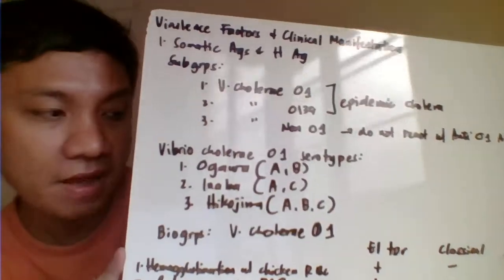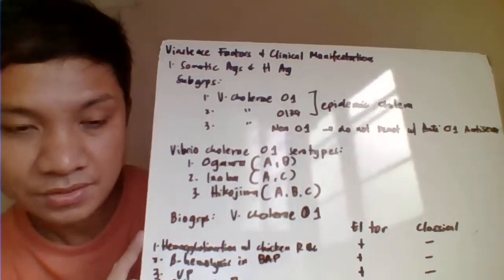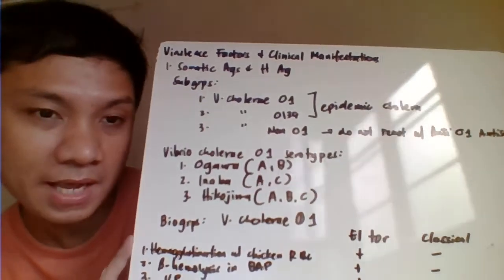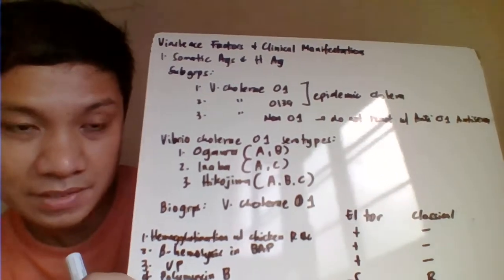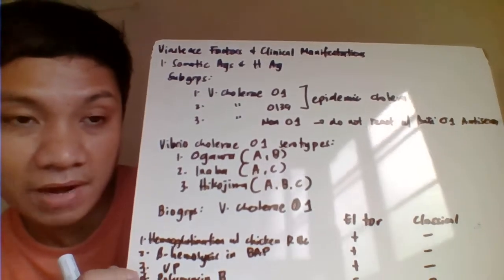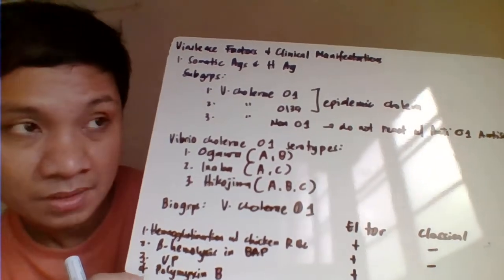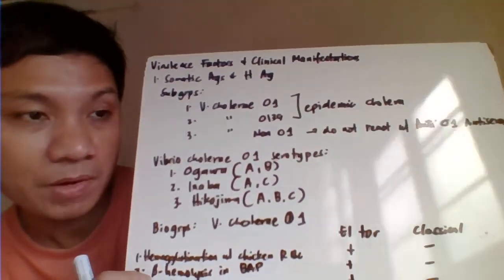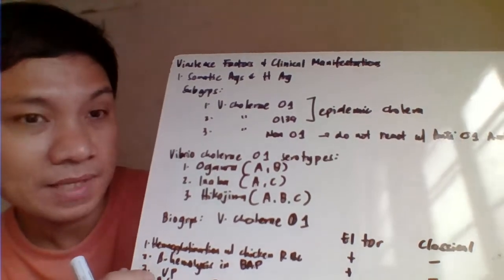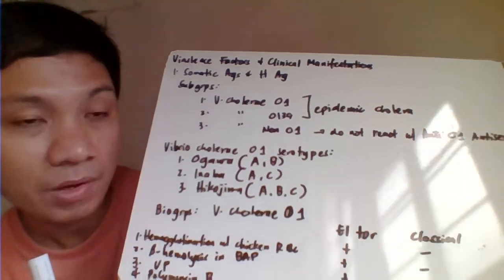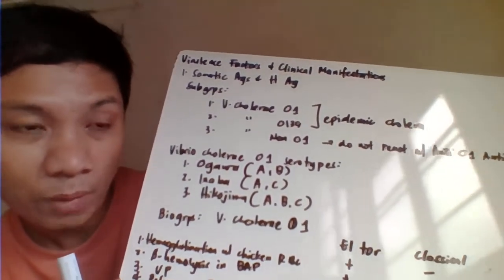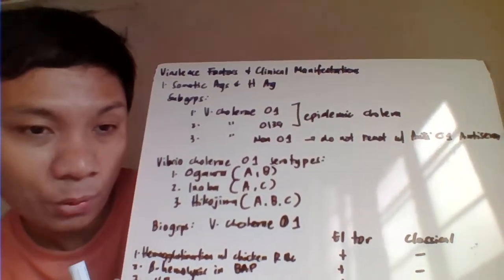Okay, then we have here the virulence factors associated with your Vibrio cholerae. So again, they have the somatic antigen or the O antigen. And of course, they have also here the H antigen or flagellar antigen because they are motile. So based on that, we can divide your Vibrio cholerae as to their subgroups. Based on the O somatic antigen, we have your Vibrio cholerae O1, O139, and we have also non-O1.